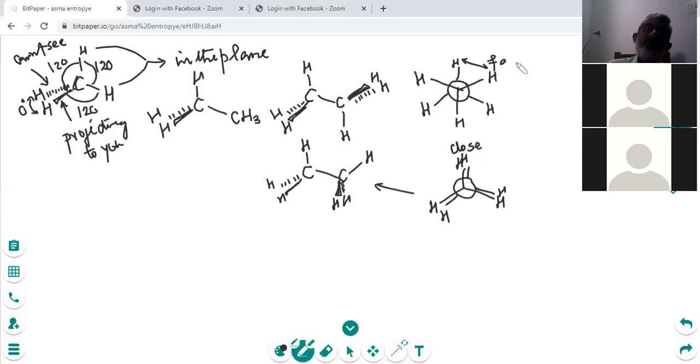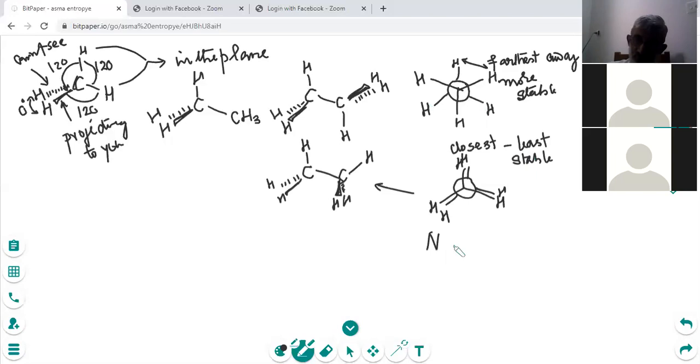Farthest away, hence more stable. Closest, least stable. And this way of representation is known as Newman projection.